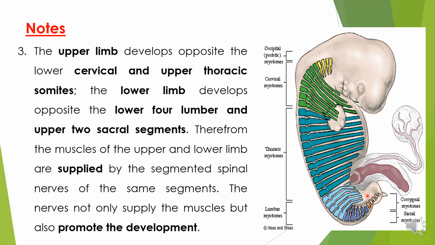The lower limb develops opposite the lower four lumbar and upper sacral segments.